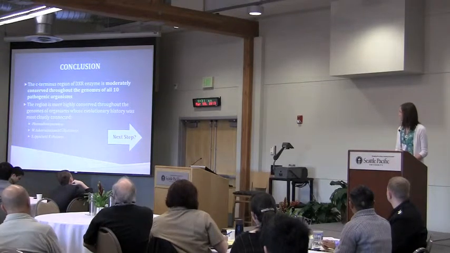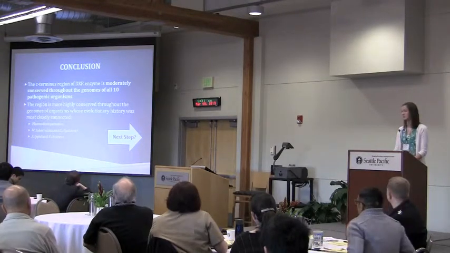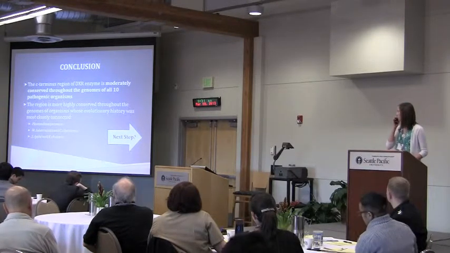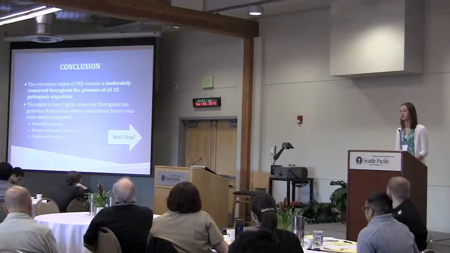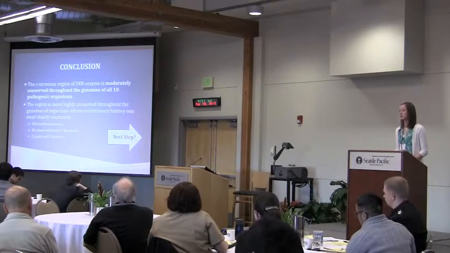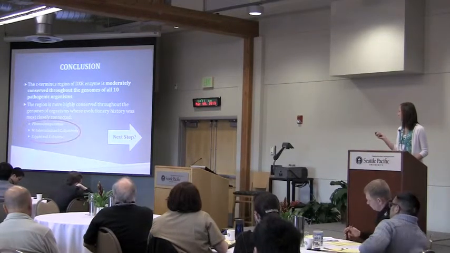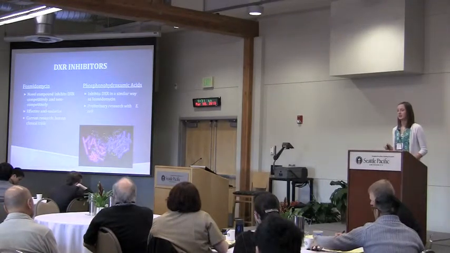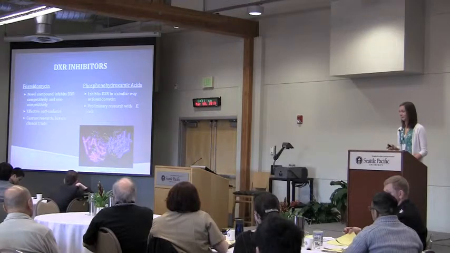In conclusion, the C-terminus region of the DXR enzyme is moderately conserved throughout the genomes of all 10 of my organisms, with higher conservation being shown in the genomes of organisms who most closely share evolutionary history, such as these. Now, what's the next step? The next step would be to look into how we might inhibit this enzyme.